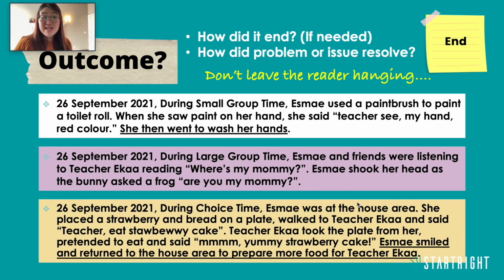This one we can end there, but if there is a continuation, you can just add another sentence and say, Esme smiled and returned to the house area to prepare more food for teacher Ika. So it tells us that she's going to continue doing it. Okay, that means she's enjoying that relationship that she has with Ika, and she went back and served her a different kind of food. That was the outcome. So that's just a few examples that I really wanted you to understand. Some have got an ending, some don't have an ending.